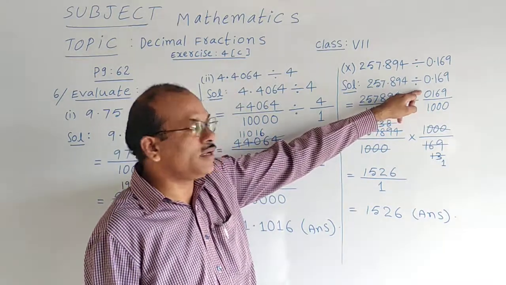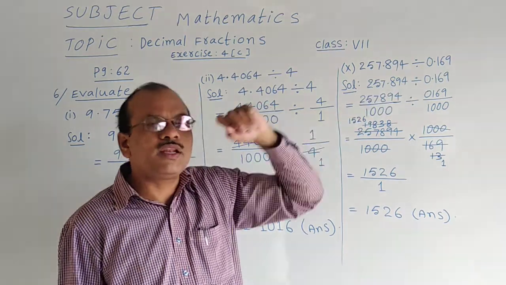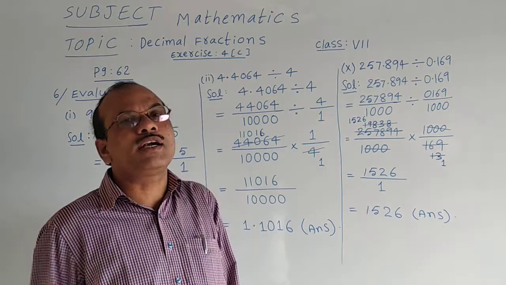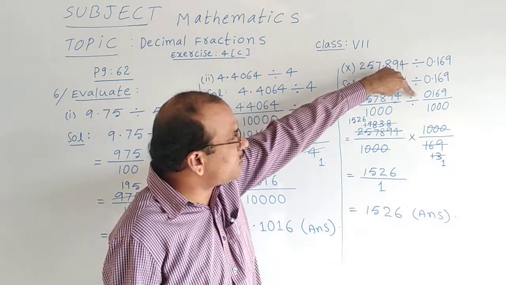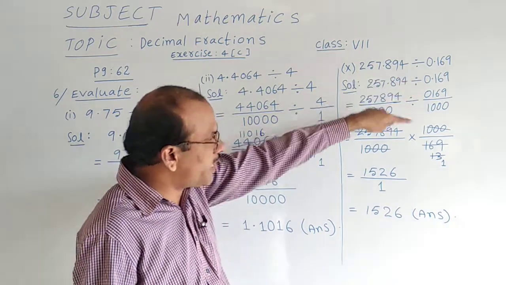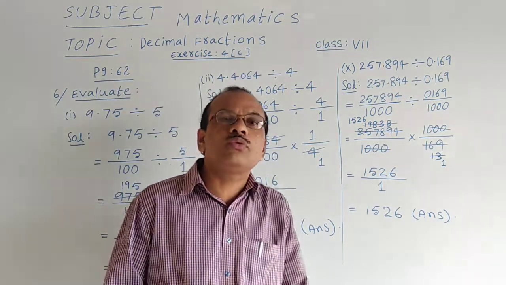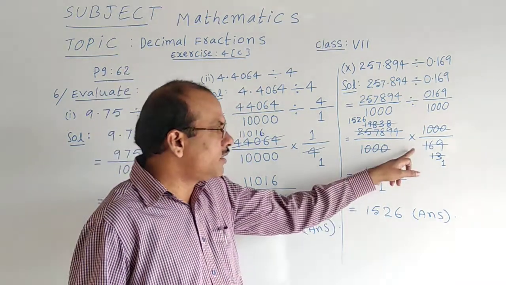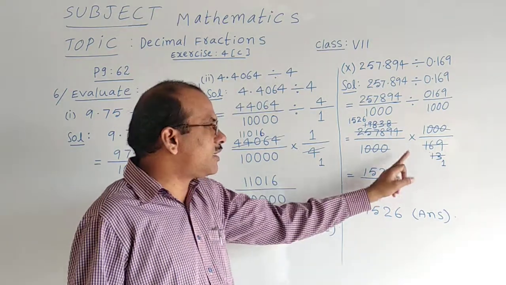This 0 is appearing as the leftmost digit of that number. If any number has 0 as its leftmost digit, that 0 will not have any value. So that 0 is removed and just 169 is written. We have to memorize or recall that 169 is possible only in the 13th table.